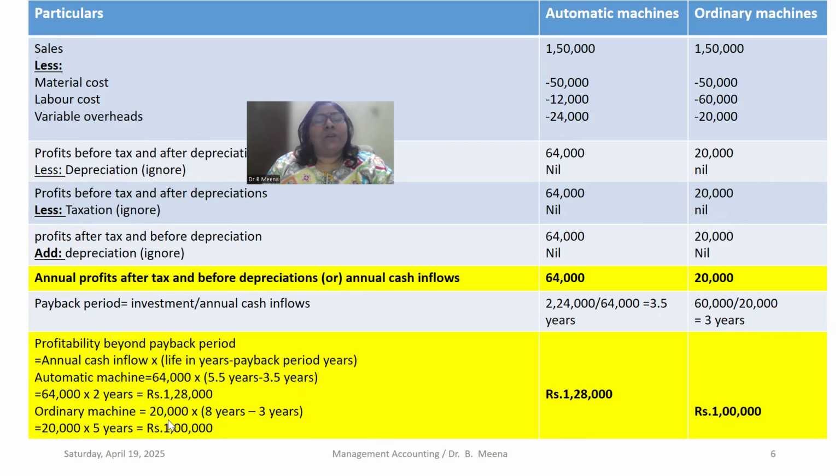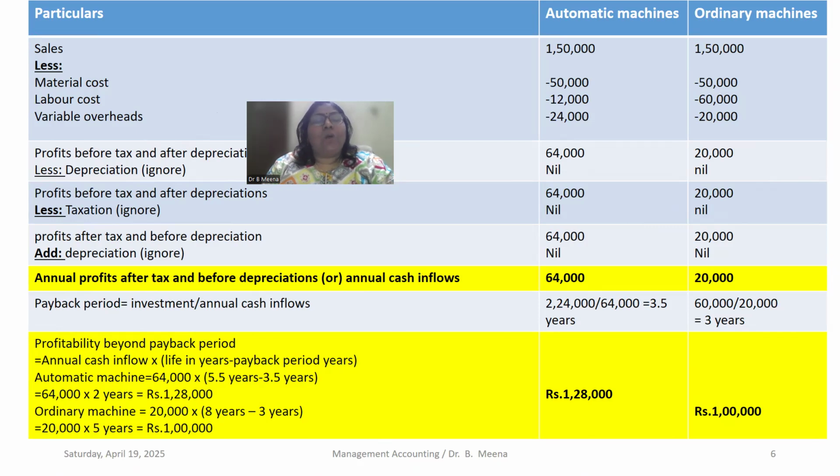Likewise, for the ordinary machine, I'm getting 20,000 as my annual cash inflow, and the life in years was given as 8 years, and the payback period I calculated is 3 years. So 5 years is beyond the payback period. So how much is the profit? 5 years into 20,000, 1 lakh is the profitability beyond the payback period for the ordinary machine. So likewise, I can calculate the profitability beyond the payback period and the payback period by using the ordinary formula.